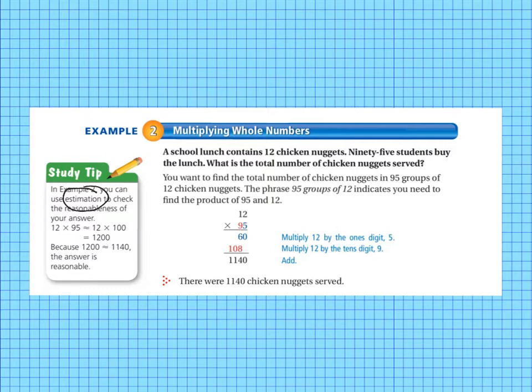So let's read the problem. It says a school lunch contains 12 chicken nuggets. 95 students buy the lunch. What is the total number of chicken nuggets served?